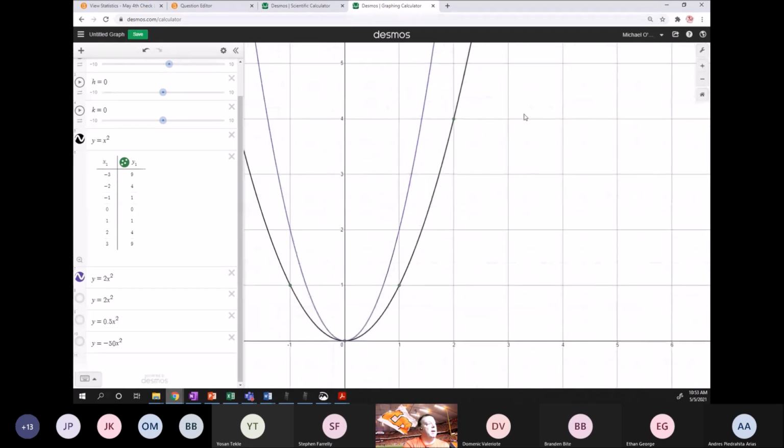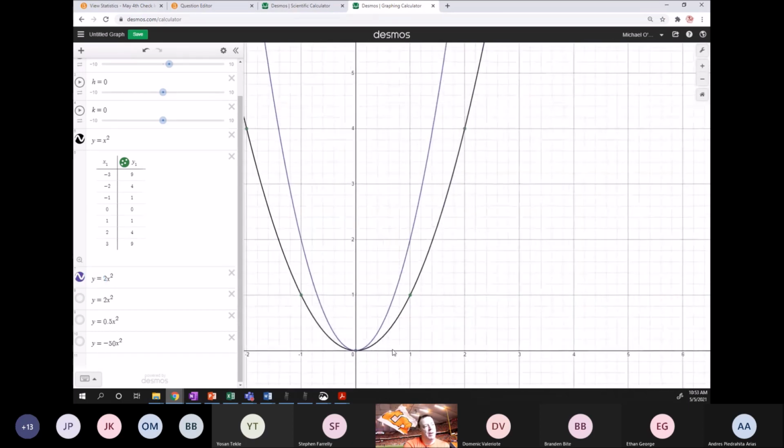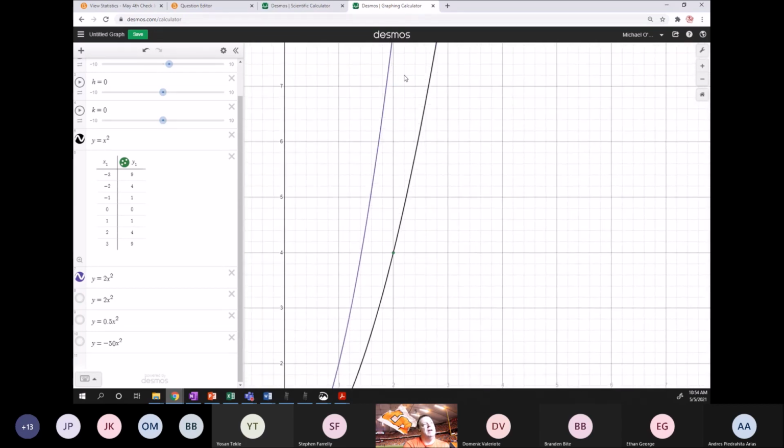So what's happened to my step pattern when I put the 2 in front of it? Does anyone see that? This step pattern was 1, 1, 1, 3. Now, when I put the 2 in front of it, it's now 1, 2, and then 1, 6.